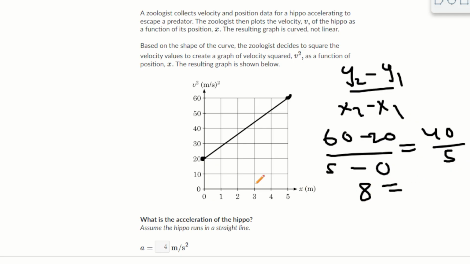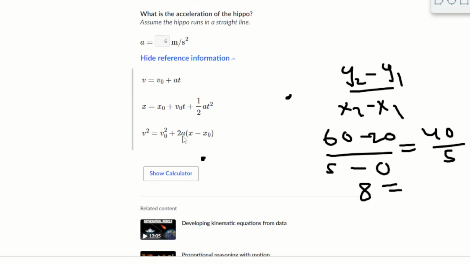And remember what we said earlier. We said that mx, our slope right here, is going to be 2a, because this is the same as y equals b plus mx.